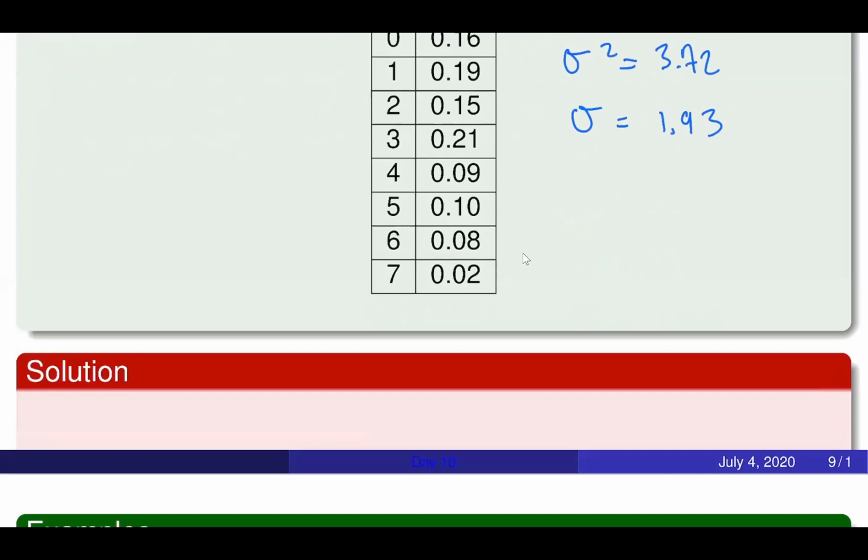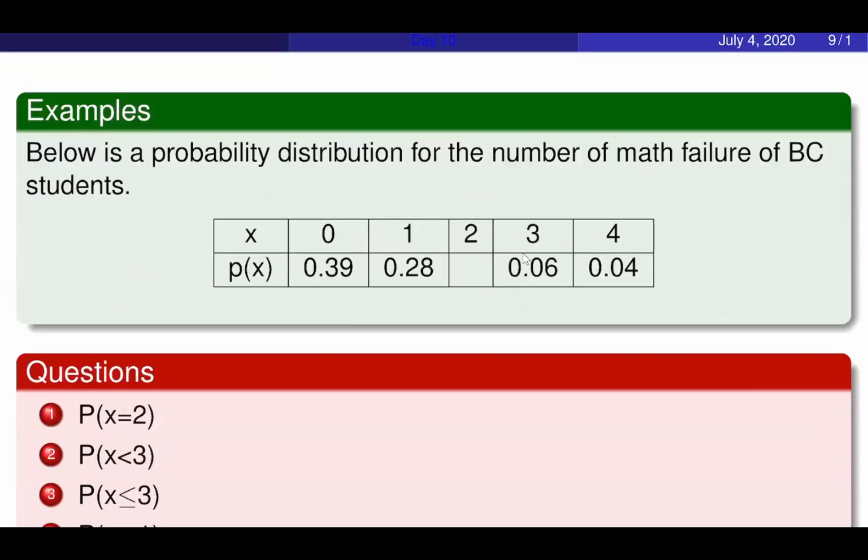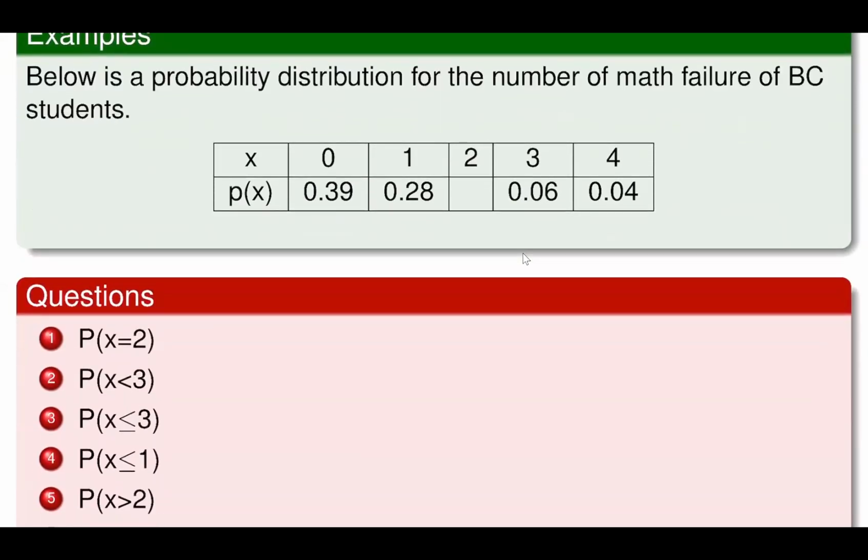All right, so let's go ahead and do this. Up next, what I want you to be able to do is just read the table. So here is my table. It says below the probability distribution for the number of math failures for BC students. So we have 0 failures, 1 failure, 2 failures, 3 failures, 4 failures. Right here we have 0.39, 0.28, 0.06, 0.04. If you notice, we're missing the probability for 2 right here.